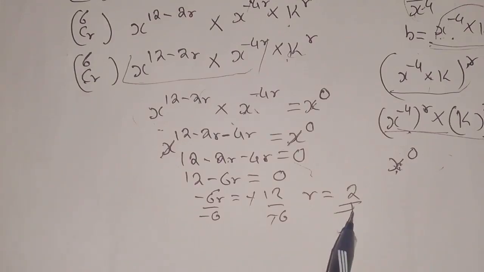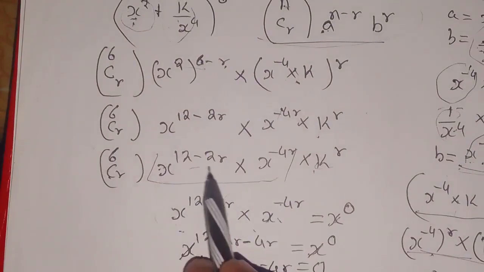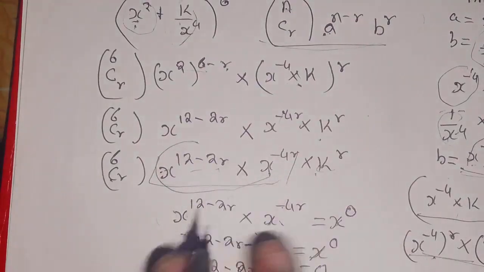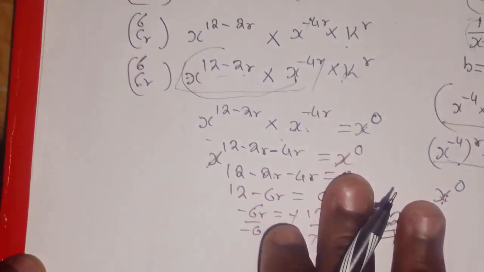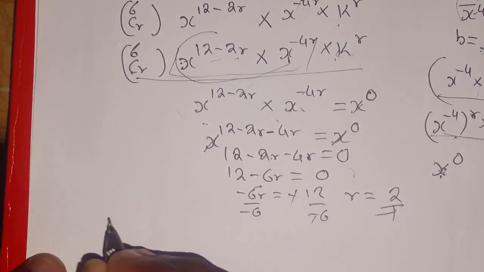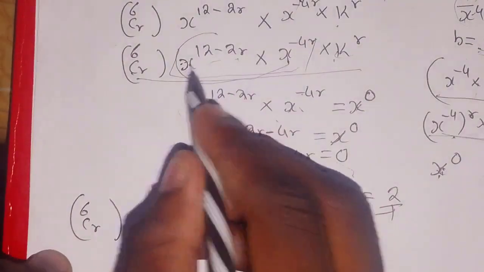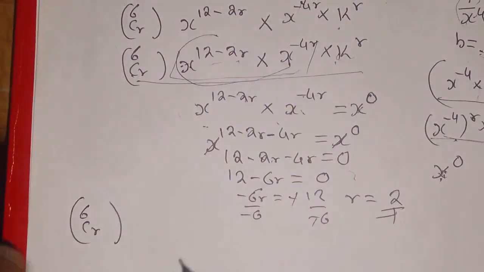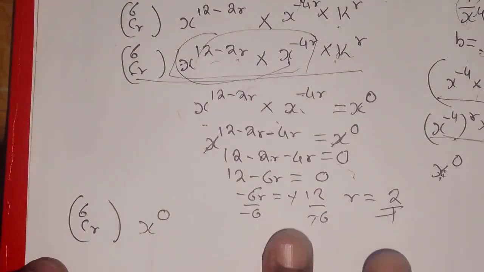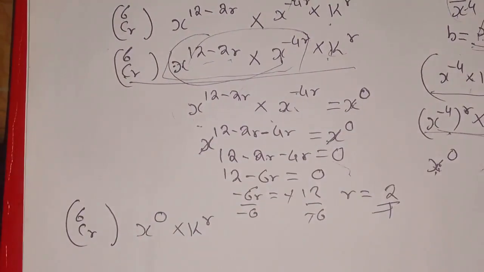So having found our r, you now come back to this stage. This is independent of x, so this means that x is to the power 0. So remember we are here, so you can write it here as 6 choose r, multiplied by x to the power 0, multiplied by k to the power r.